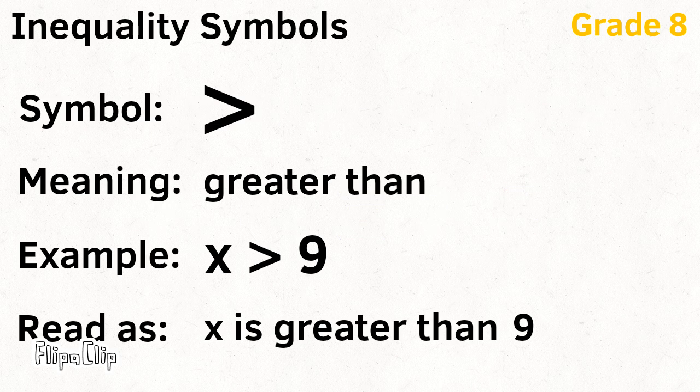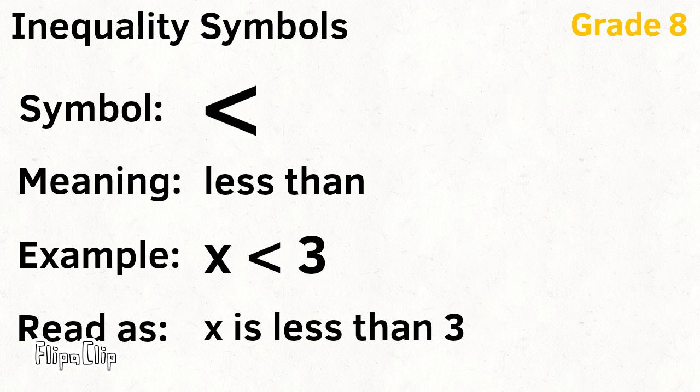So the first one that we're going to talk about is the greater than symbol. The greater than symbol looks like a mouth pointing to the left. This symbol is used to show that one number or expression is larger than the other. Here's an example. It's x, the greater than symbol, and then the number 9. This is read as x is greater than 9.